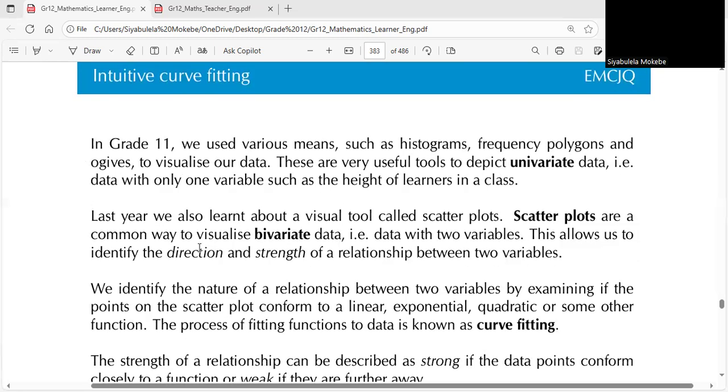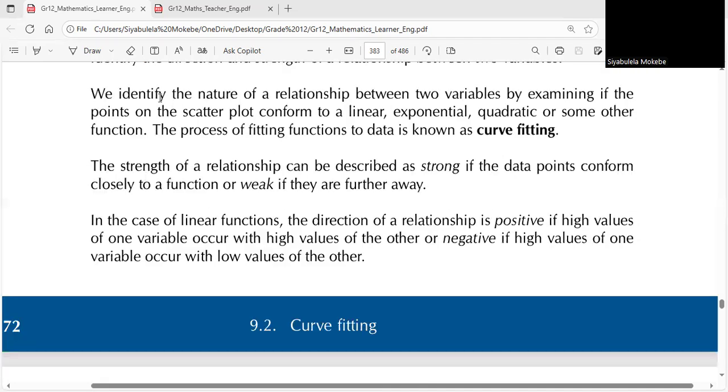Scatter plots are a common way to visualize bivariate data, meaning data with two variables. This allows us to identify the direction and the strength of a relationship between two variables. We identify the nature of a relationship between two variables by examining if the points on the scatter plot conform to a linear, exponential, quadratic, or some other function. The process of fitting functions to data is known as curve fitting.